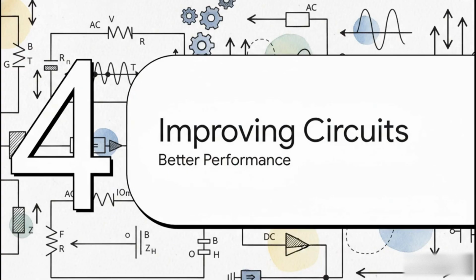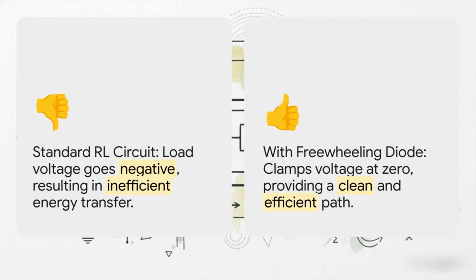All right, part 4. Now we get to the fun part, the engineering solutions. We've seen how these circuits work, and we've seen some of their problems, like that voltage going negative when you have an inductor. So now, let's talk about the clever solutions engineers use to make them perform better and to get them under control. This right here is one of my favorite, most elegant tricks in all of power electronics.